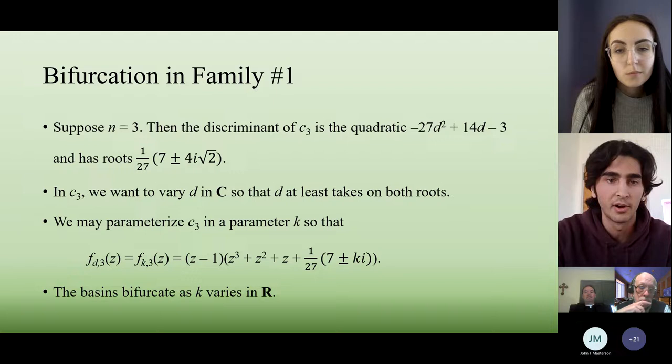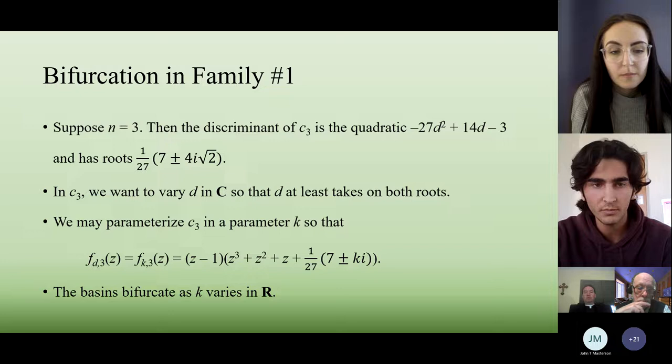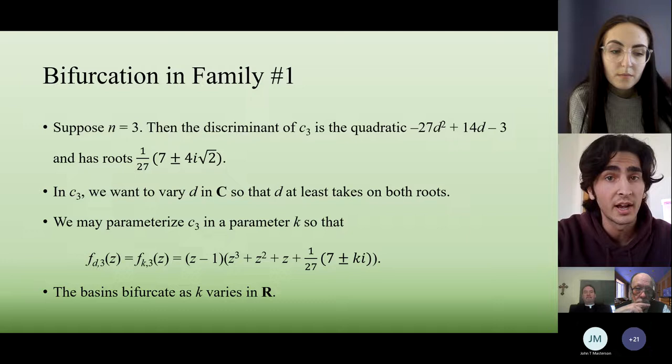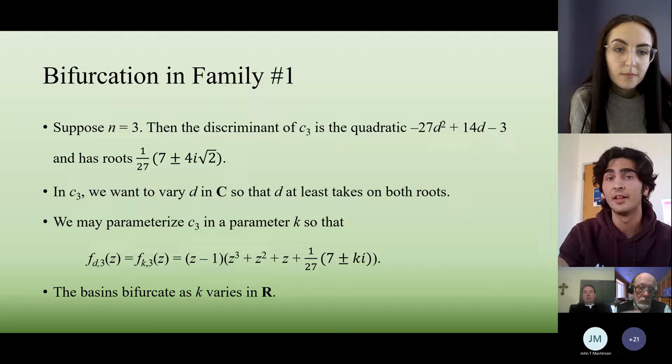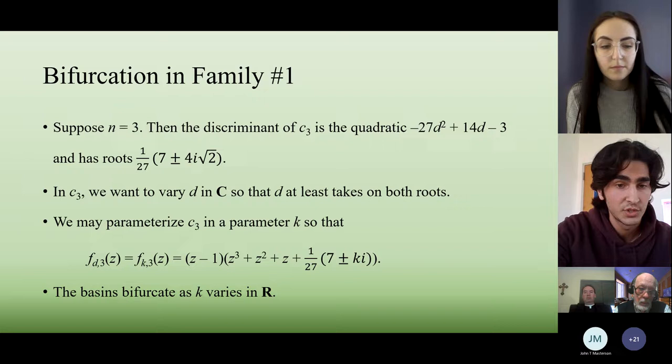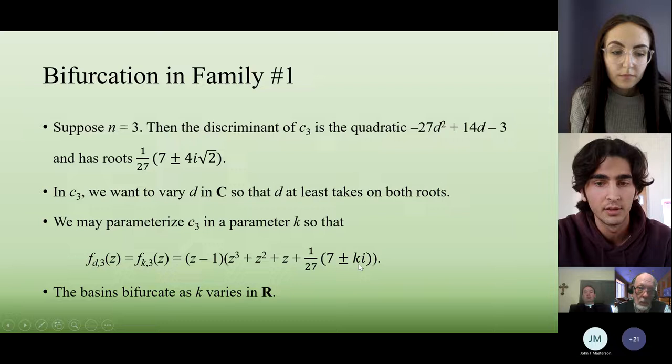And when we parameterize d so that we can see what those basins look like as that parameter d varies, we can just vary it along that line in the plane. When we do that, we're going to hit those two points and get possibly two values for which there's a coalescing of roots, because we're going along a line that has both of the roots of the discriminant on it. So we pretty much take d and turn it into an expression where the imaginary part is varied.